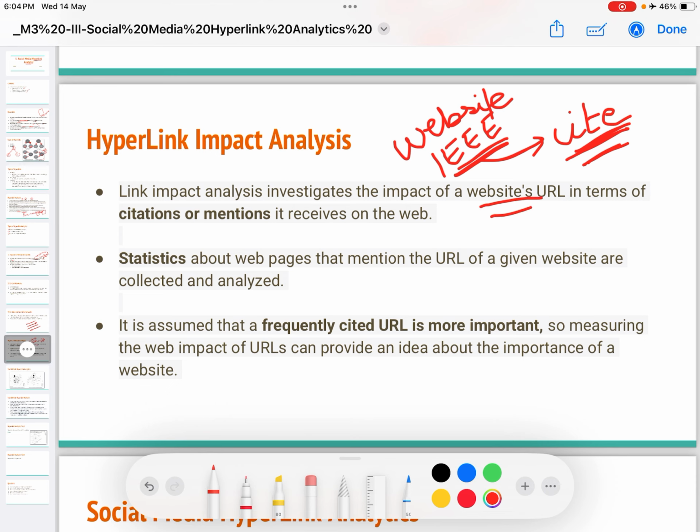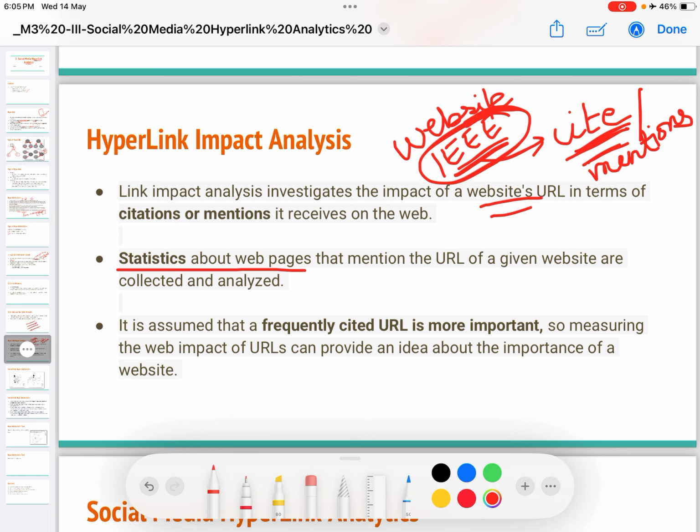So what does link impact analysis do? It investigates the impact of a website's URL, that is the impact of an IEEE URL, in terms of the citations or mentions which that website has received somewhere else, in some other project. How many times that website has received a citation, it will be counting that. Statistics about web pages that mention the URL of a given website are collected and analyzed.